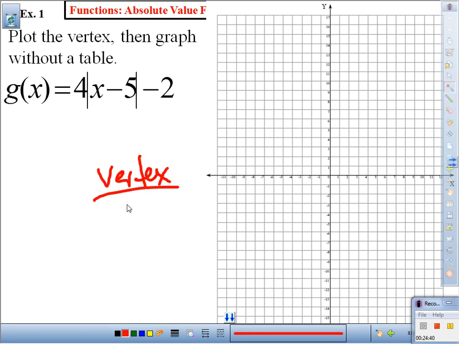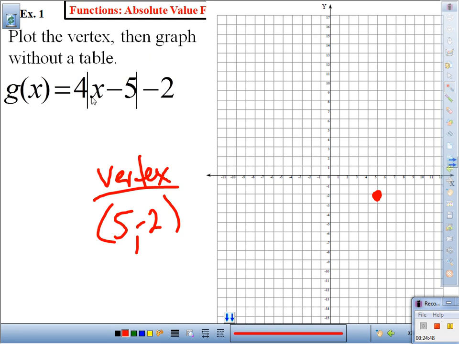Vertex. All right? Our vertex is, everyone? 5, negative 2. There it is. Make sure you make that point a little bit bigger so that you know that that's where you're going to mirror both points.